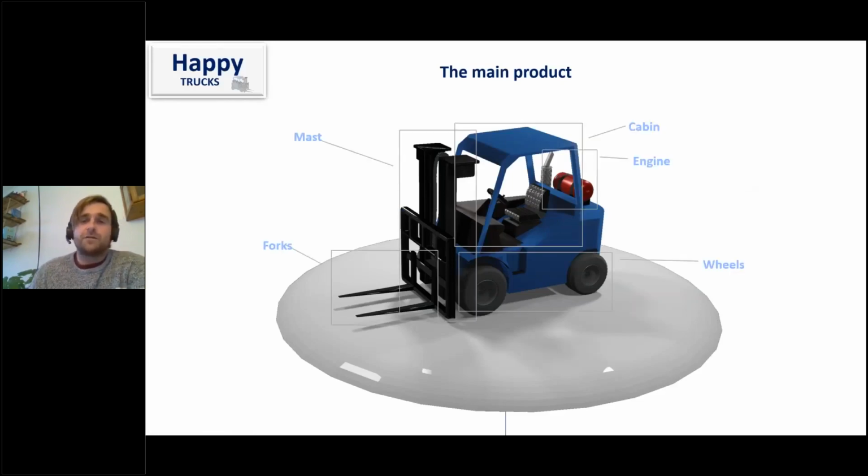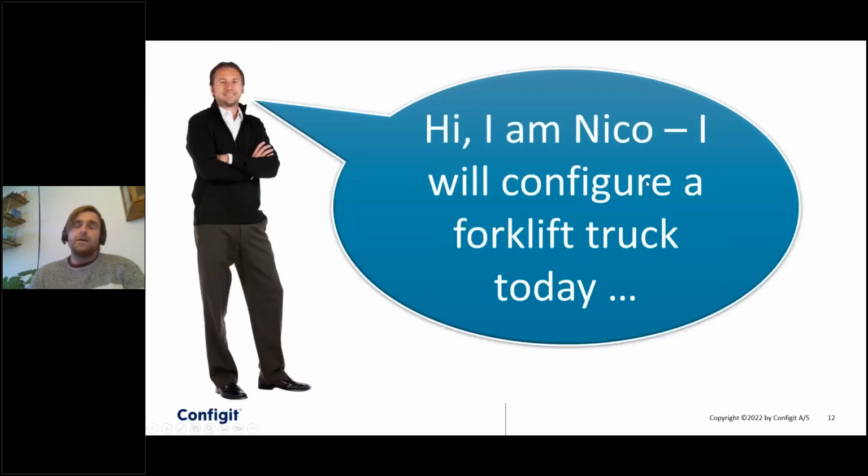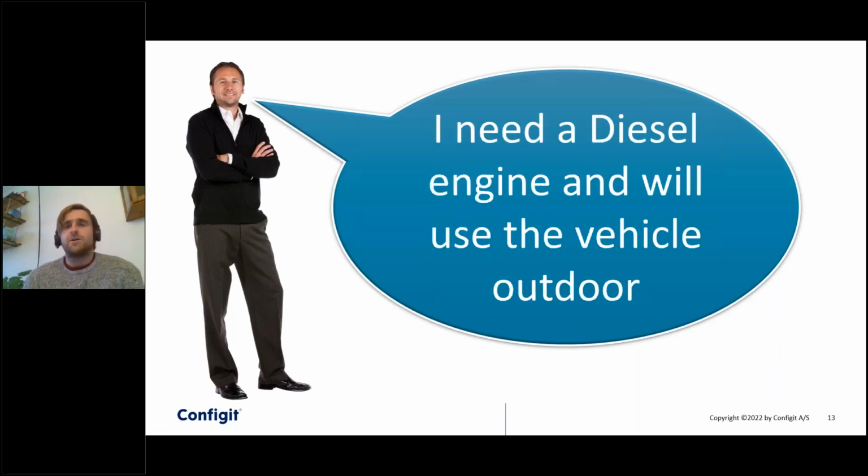So a forklift truck has a cabin, it has an engine, different engine types. We have wheels here and forks and a mast. And this is Nico, and Nico wants to configure a forklift truck today within our configurator. And Nico has some requirements. He wants to have a diesel engine in his forklift truck, and he wants to use this vehicle outdoor. So Nico, very good. Let's see if we could find an optimized solution for you in our configurator.